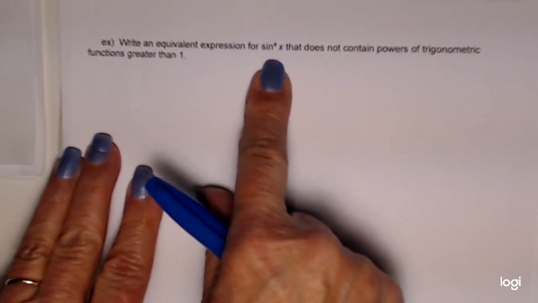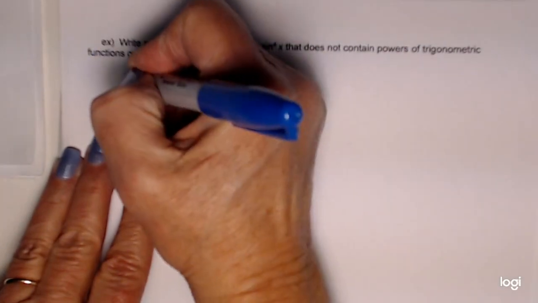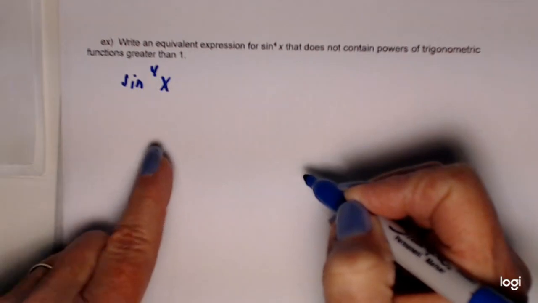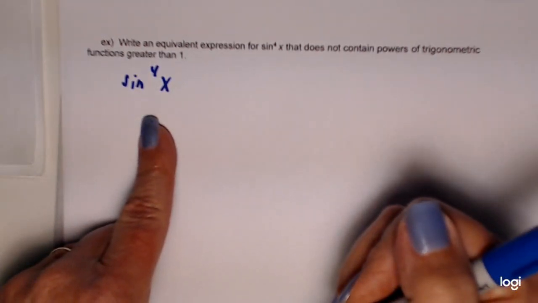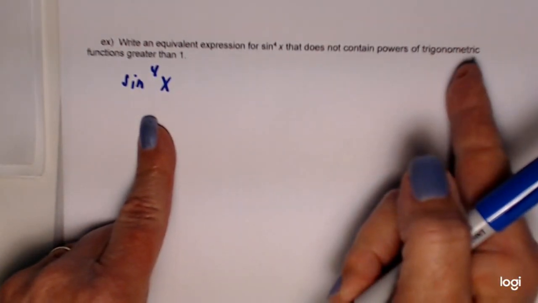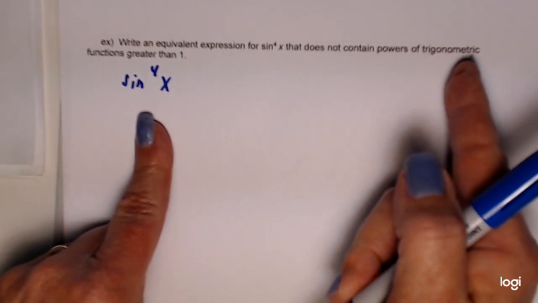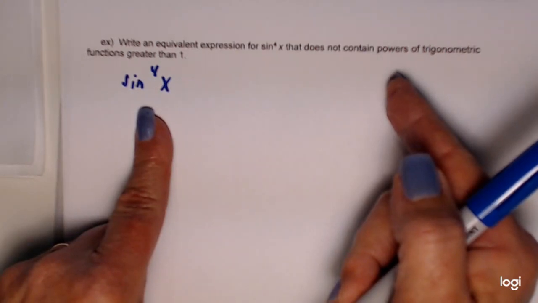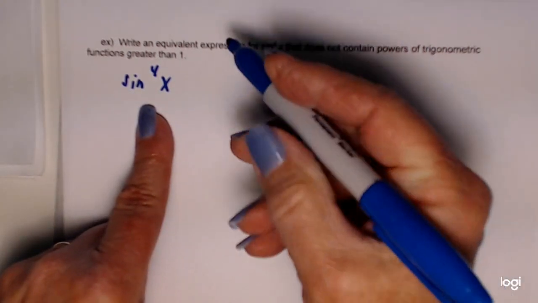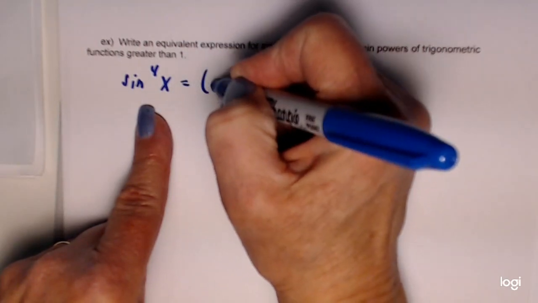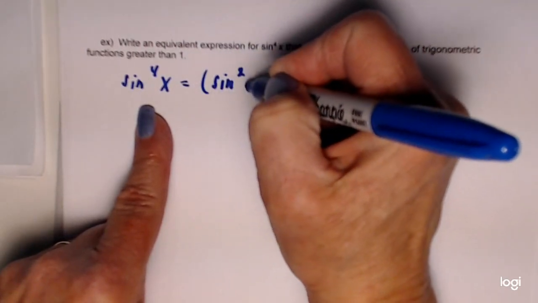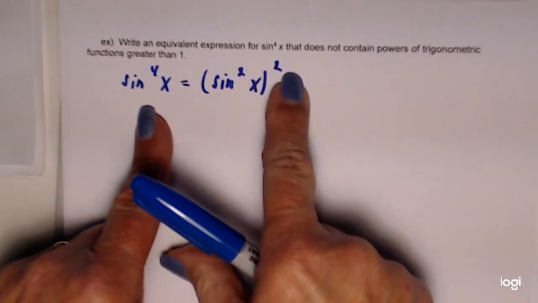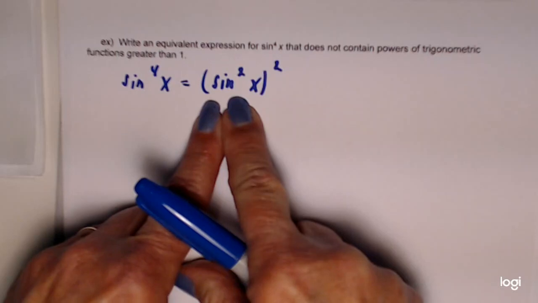So going back to this particular example, we're looking at the sine of x to the 4th power. We want to get this down so that, as it says, the trig functions are no greater than 1. So we want to get it down into linear form. Our formula deals with sine squared, not sine to the 4th. So the first thing we have to do is consider that sine to the 4th, we can think of as sine squared, squared. That will give us our sine to the 4th power.